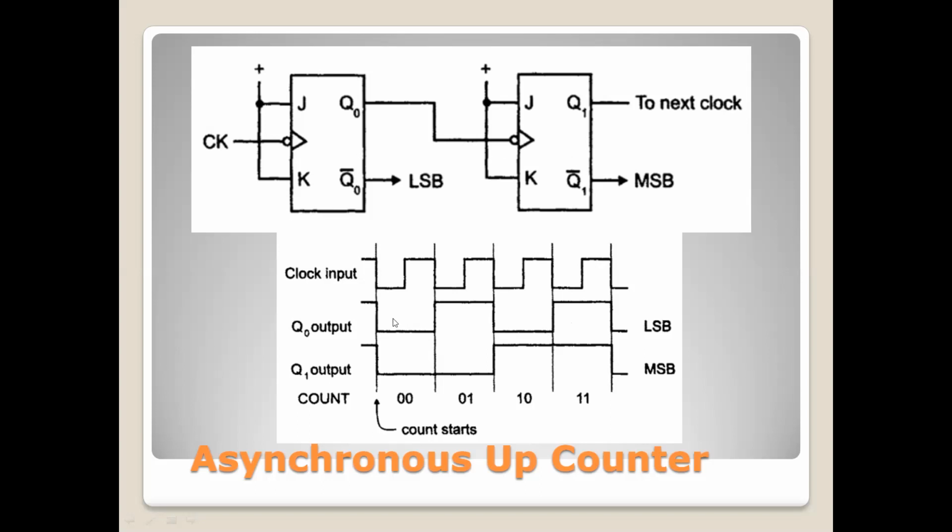So from this square pulse, we can make the Q1 output. That is, the falling edge of Q0 is a clock that gives a transition to Q1, 1 to 0. When the next falling edge comes, Q1 changes from 0 to 1. Next falling edge coming over here, then 1 changes to 0.